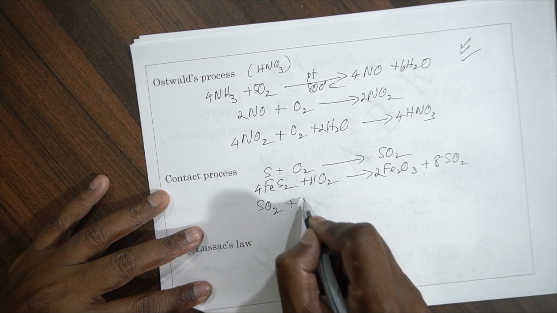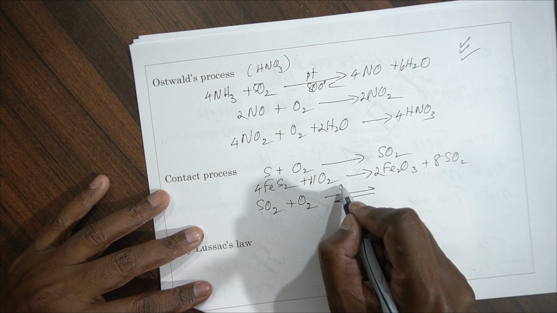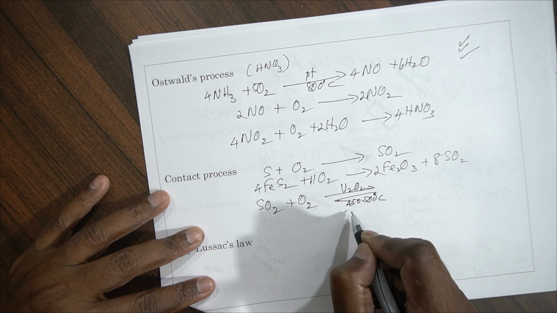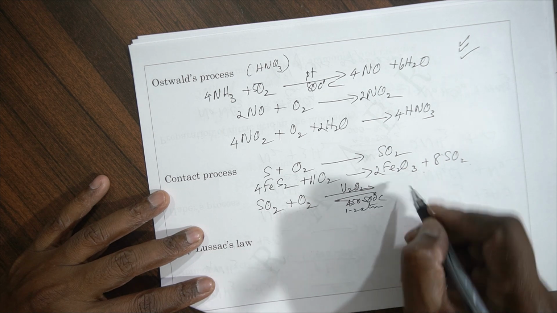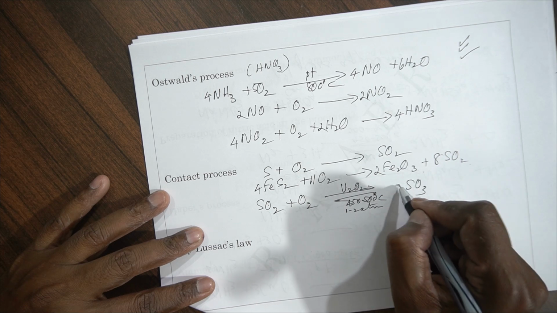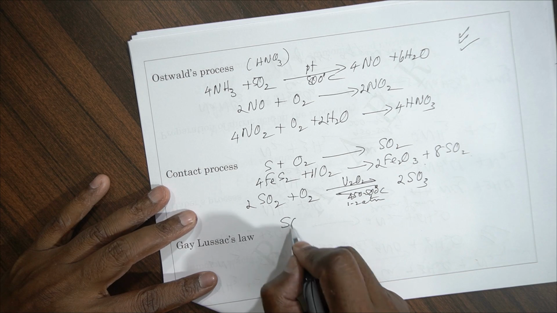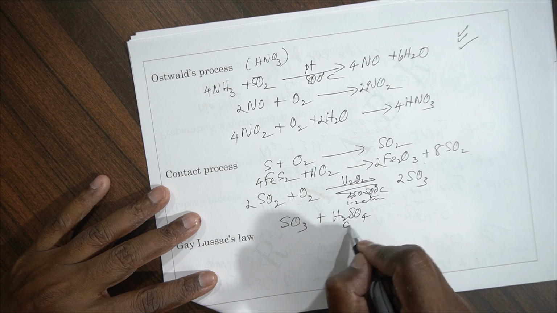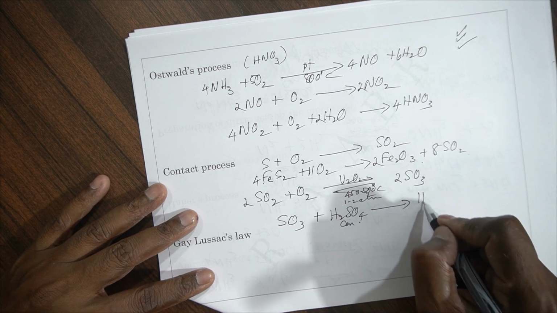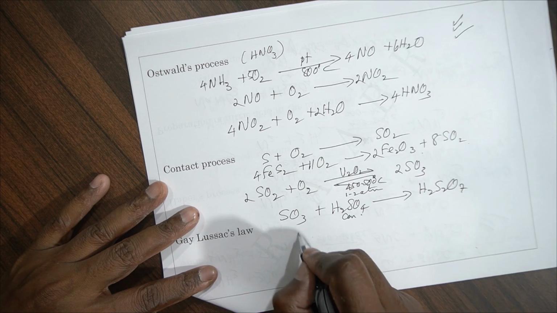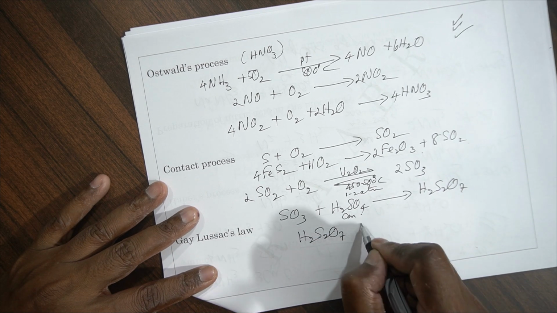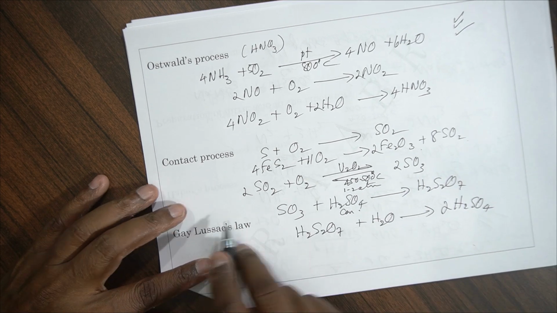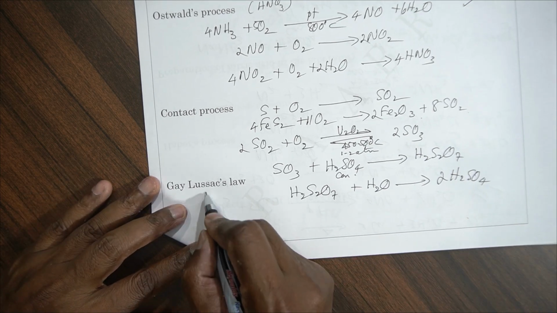Now SO2 plus O2 in the contact tower, vanadium pentoxide catalyst, 450 to 500 degrees Celsius, 1 to 2 atmospheres pressure. Here you have 2SO2 plus O2 giving 2SO3, and then SO3 will react with concentrated sulfuric acid, that is 98% sulfuric acid, to give H2S2O7, oleum, and then oleum diluted with water will give 2 molecules of H2SO4. These are the reactions of the contact process. Please remember this.